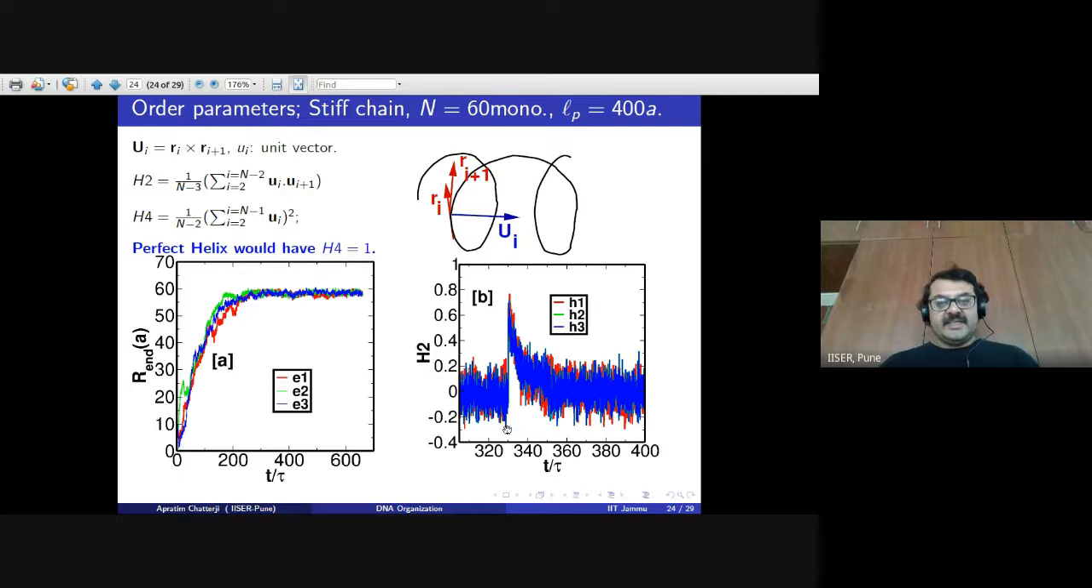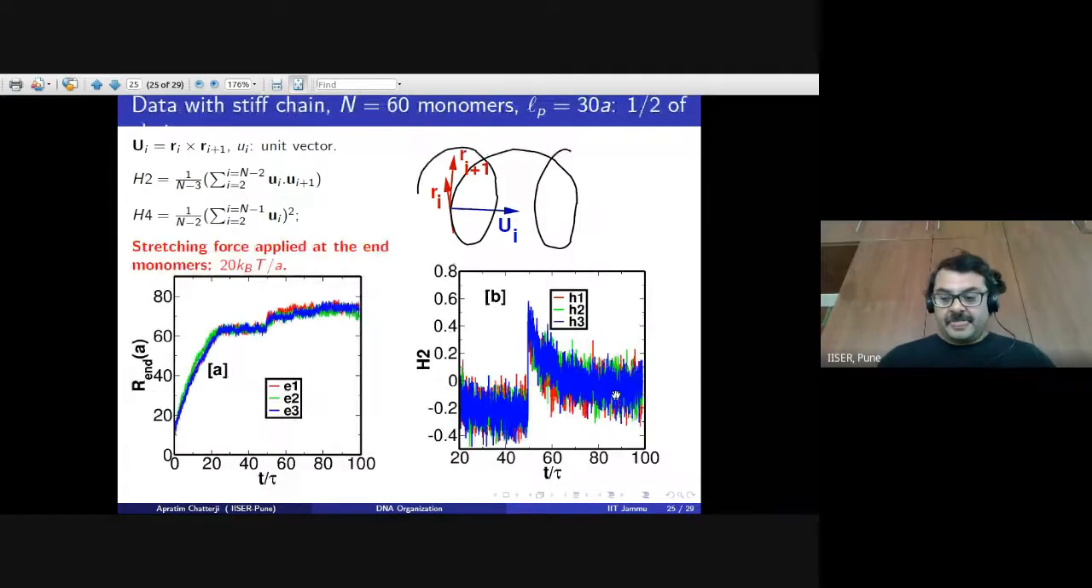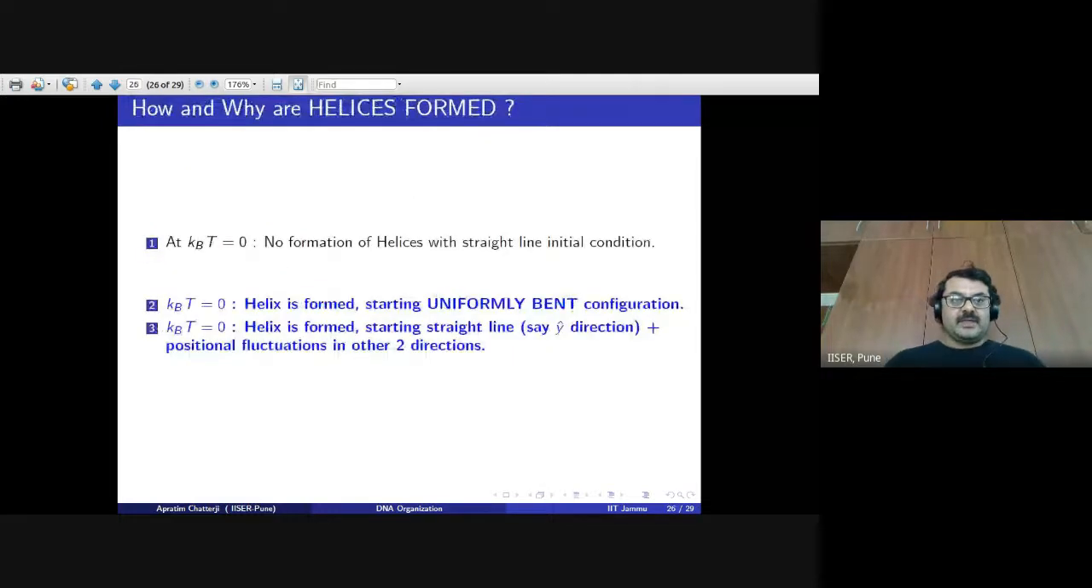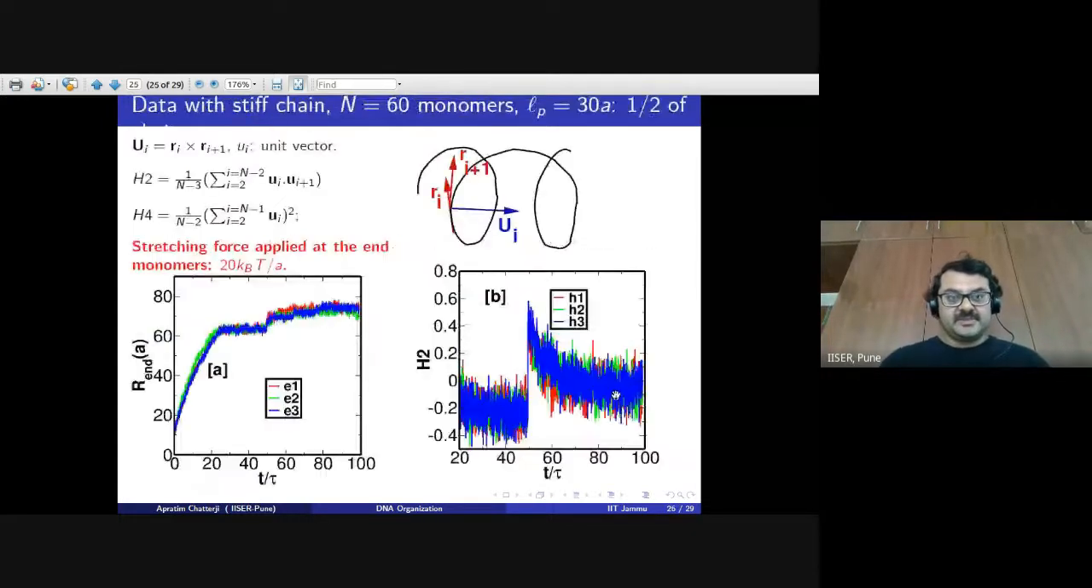If we introduce the 1 by r repulsive Coulomb interaction at time, suppose, 330 or 333, then immediately we see a spike in the helicity. H2 becomes non-zero. Previously it was fluctuating around 0, which says that it picks up helical order, and then it gradually dissolves. The helix dissolves and becomes 0 again.